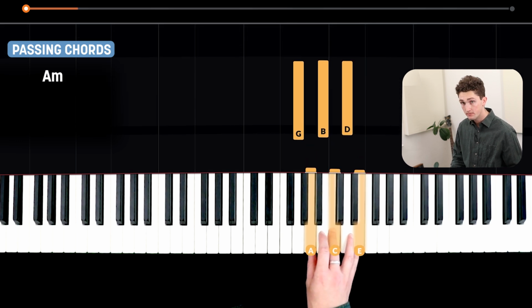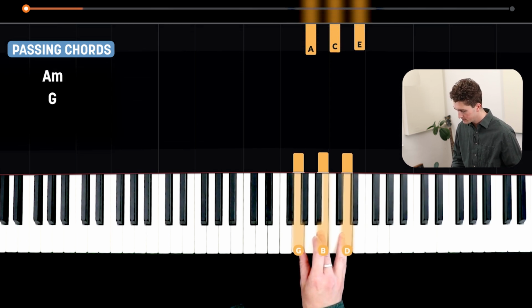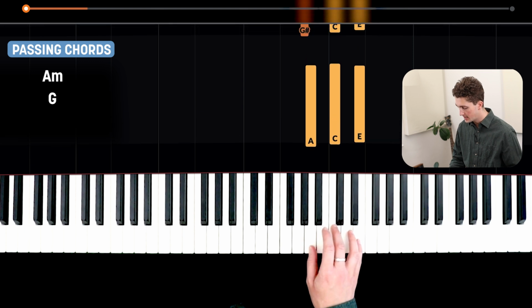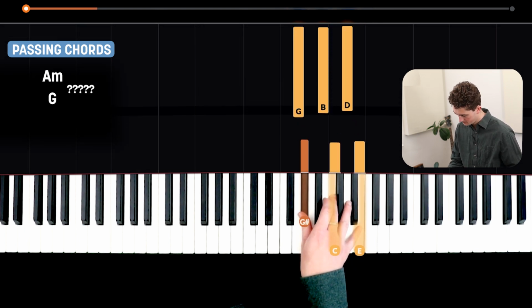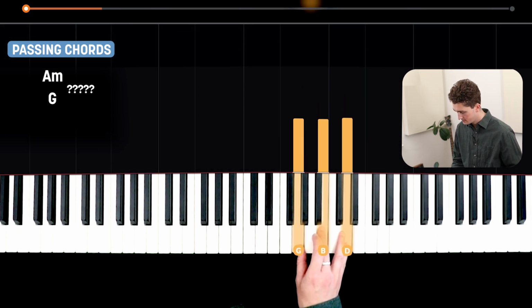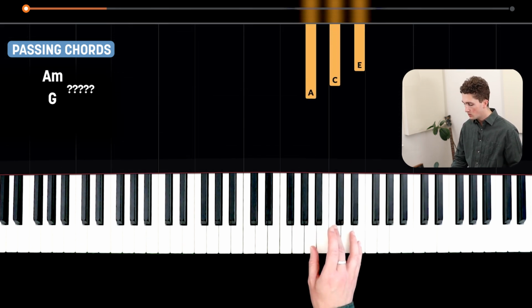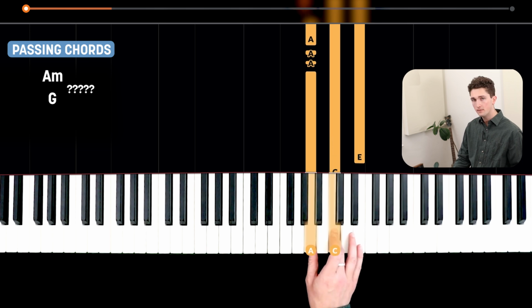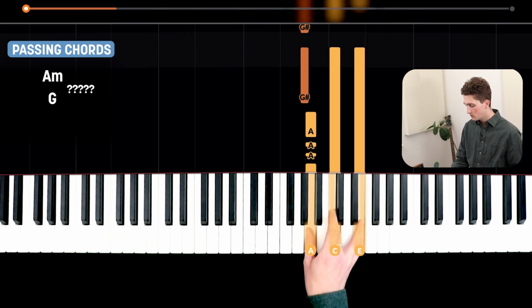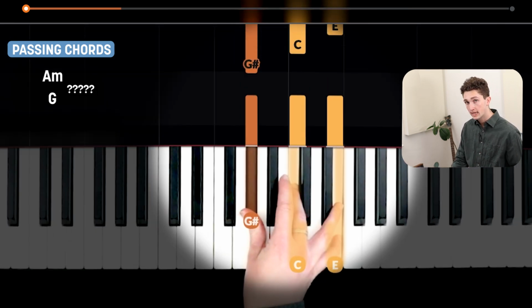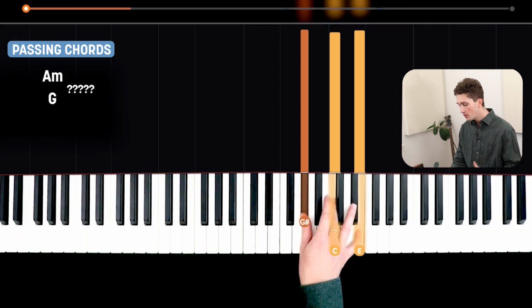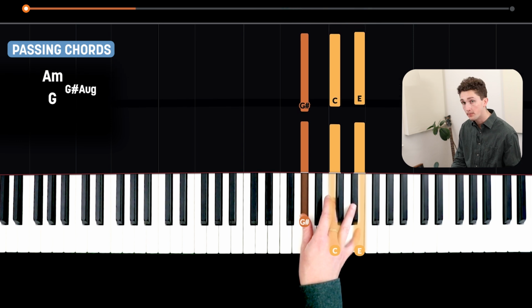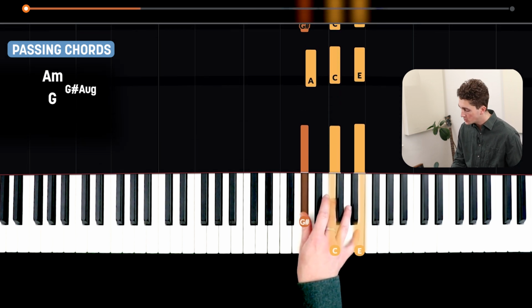So for example, between A minor and G, I could add this chord. So here's our A minor, and then, so what happened there? I had a chord which was effectively the same as A minor, but with the A drop down to G sharp, like that. It's a chord that's technically called G sharp augmented, but you don't even need to know that.